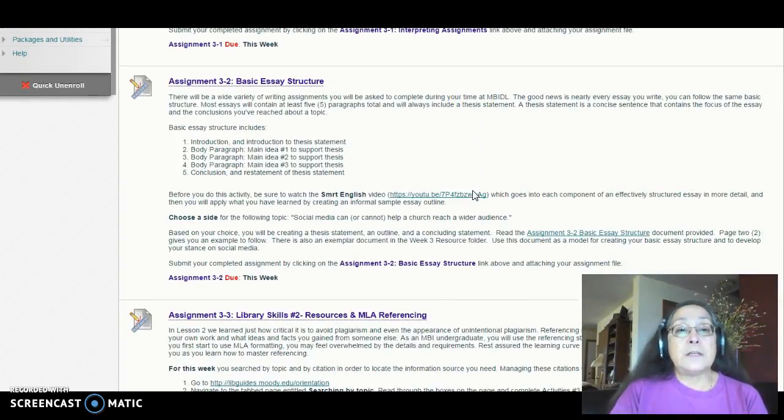Okay, let's move on to assignment number 2, the basic essay structure. So we give you the basic essay structure. We have an introduction and the thesis statement. You have generally at least 3 paragraphs for your essay. This is where you will use your arguments, whatever you want to bring to the attention of the reader. And then finally you close your paper with a conclusion and restatement of your thesis.